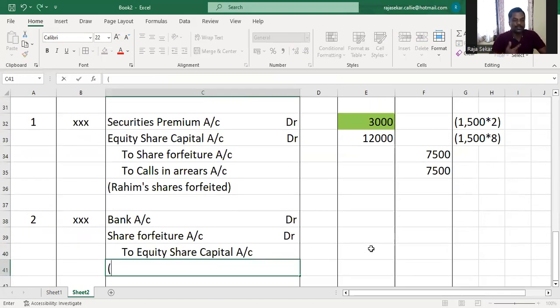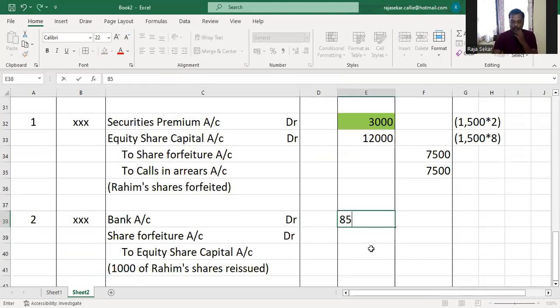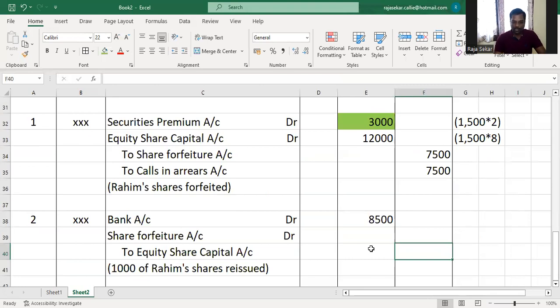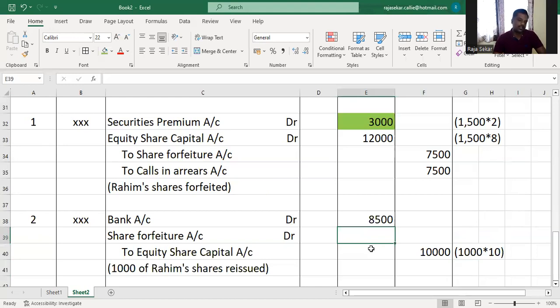You know the logic from the concept problems that I've already taught. 1,000 of Rahim's shares reissued. We have reissued for 8,500 rupees as fully paid up. Fully paid up means 10,000. How did we arrive at that? Fully paid up means face value paid up, and we have reissued 1,000 shares into 10 will give us 10,000. Understood or not, my dear children? And the share forfeiture account will be debited by the balancing figure, which is 1,500. And 1,500 is the total discount given by us on all the shares that we reissue.